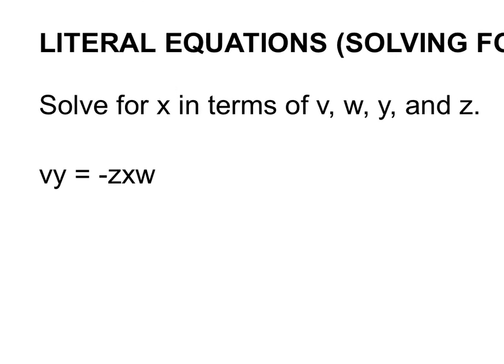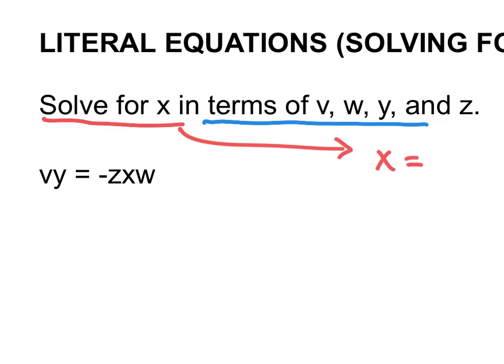Now, what this says is you have this equation here, and it's a formula. It's v times y is equal to negative z times x times w. So what it wants us to do is solve for x, all right? I'm going to highlight that phrase. Then it says in terms of v, w, y, and z. What that means is my goal here is to get x equals something, and that's going to have the variables v, w, y, and z. That's what it means when it says in terms of.